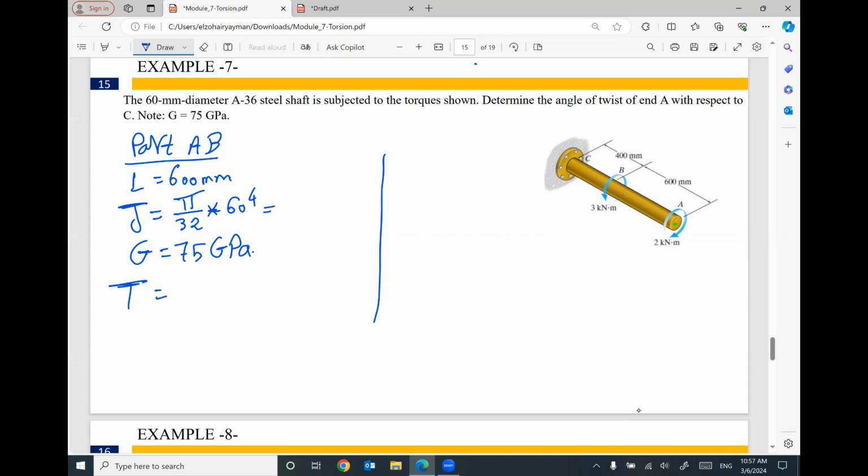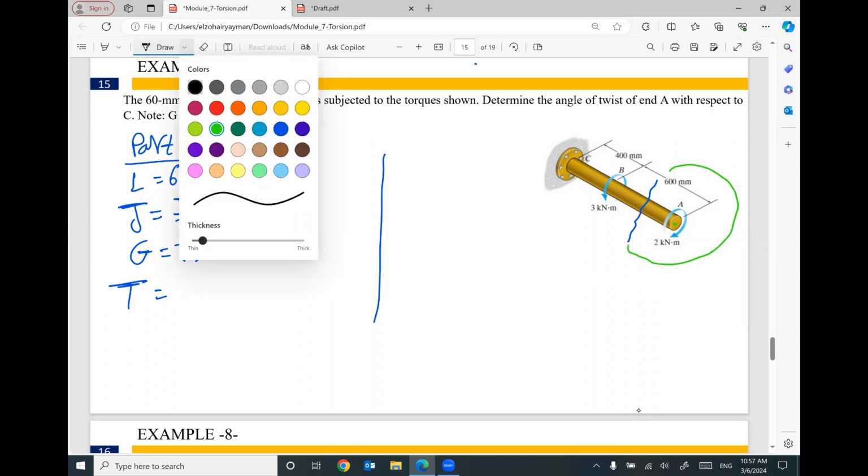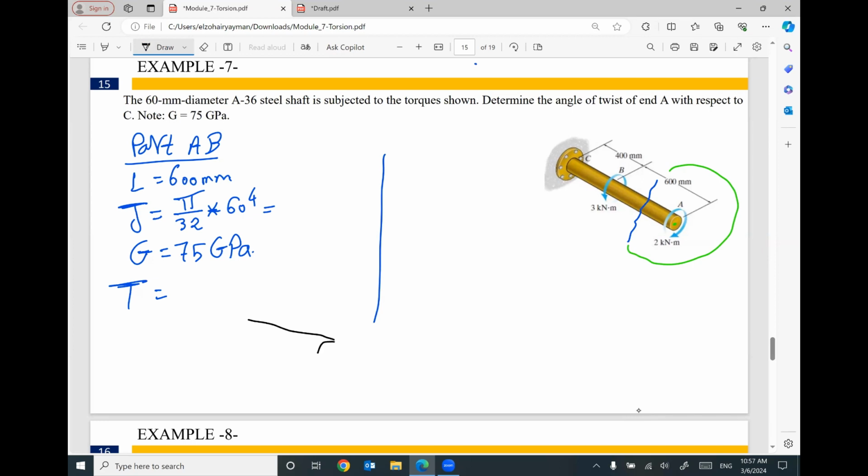To figure out the applied torque, I'm gonna do a cut. Then I'm gonna use this part. So here is your cut. I did cut here. This applied torque is rotating clockwise 2 kilonewton meter. So I'm gonna assume positive is clockwise. Anything else will be negative. So this rotation is clockwise, will be positive 2 kilonewton meter. This is for the first part.